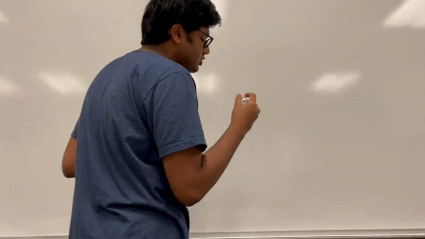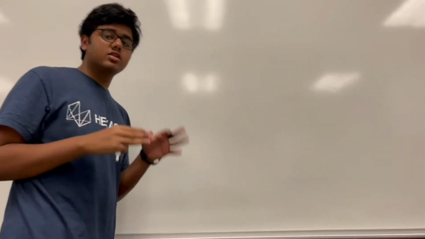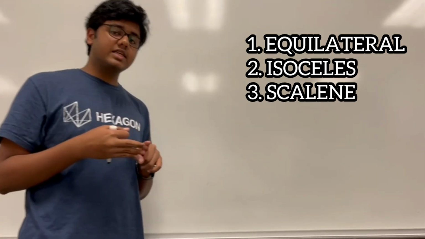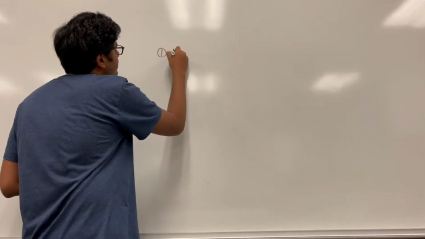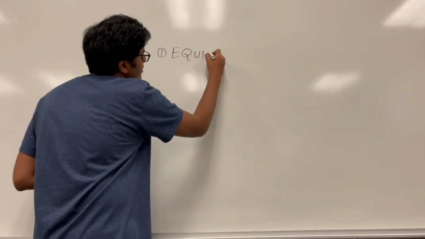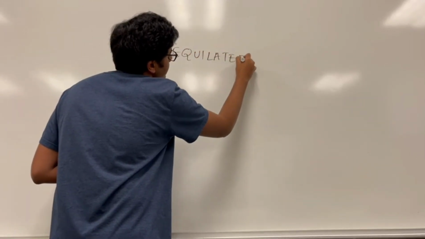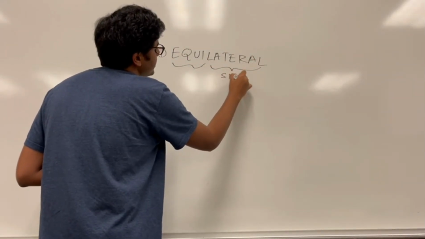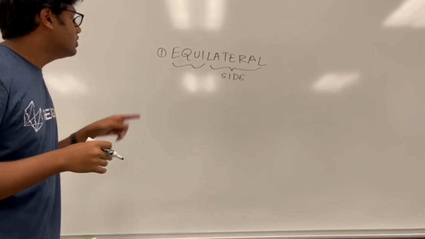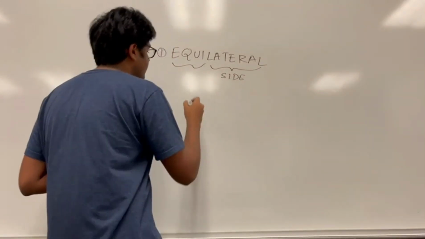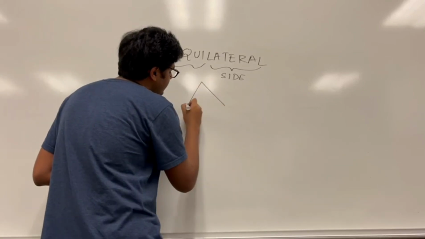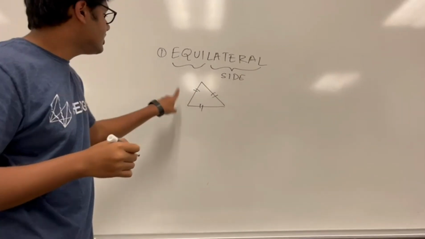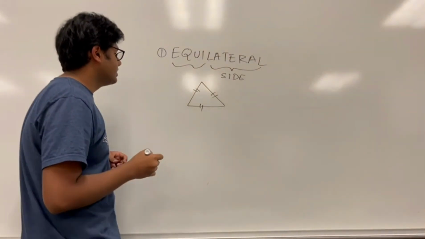The three names which are given to the triangles on the basis of the sides are equilateral, isosceles, and scalene. To start with, equilateral. As we can figure out from the name, equi means equal, lateral means side. So any triangle which has three equal sides is known as an equilateral triangle. For example, take this triangle. Suppose I say all the three sides are equal in length. So this triangle will be called an equilateral triangle.